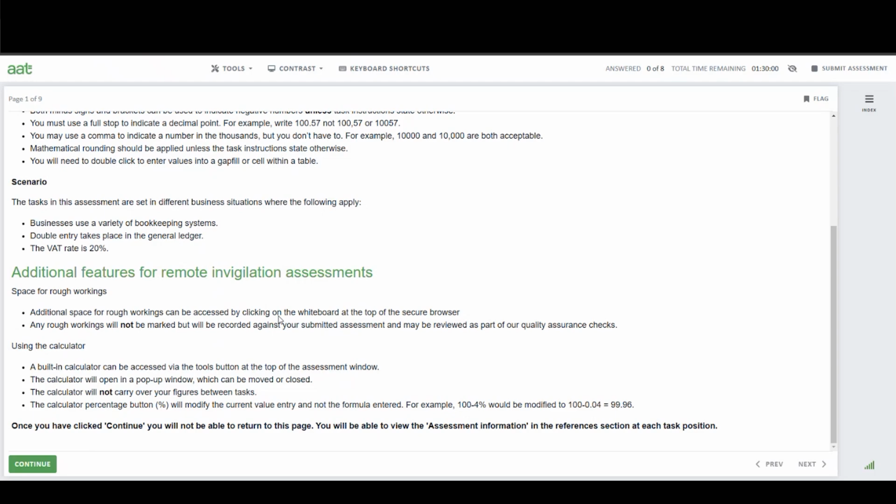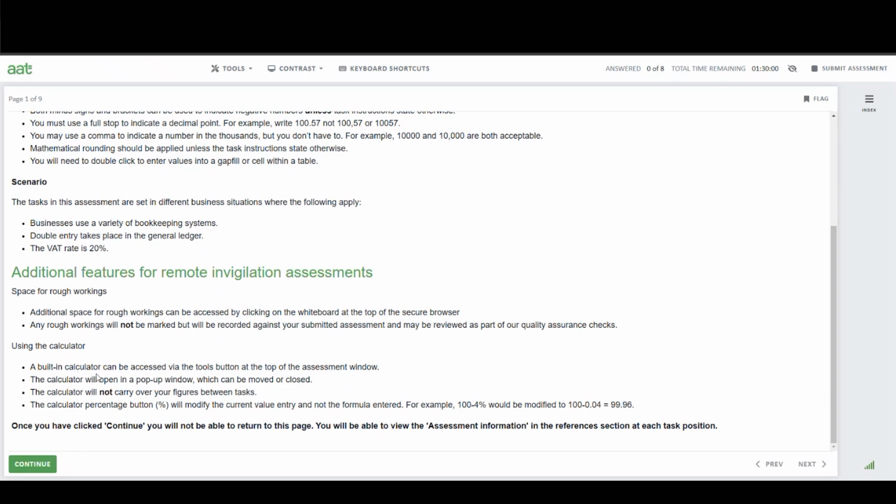But there will be a tab which you can click on, and there will be a whiteboard onto which you can make notes. It doesn't count towards the marking. It's just somewhere that you can use to help you, for example, to keep track of calculations. So you will be able to use that in the live assessment rather than a pen and a piece of paper as you would do at the exam centre.